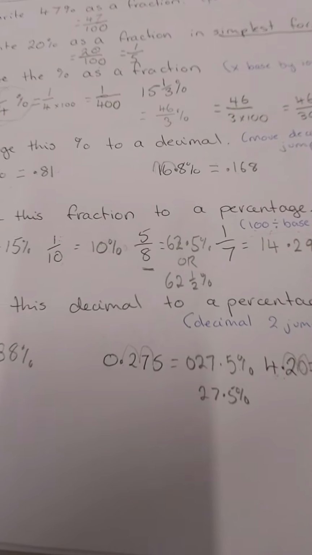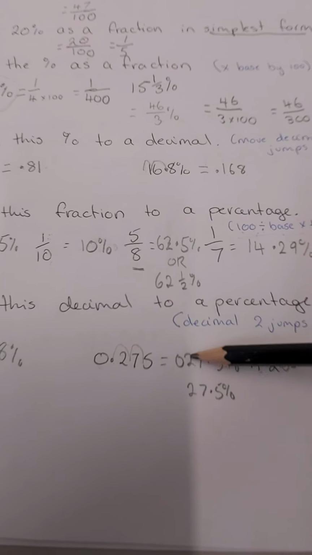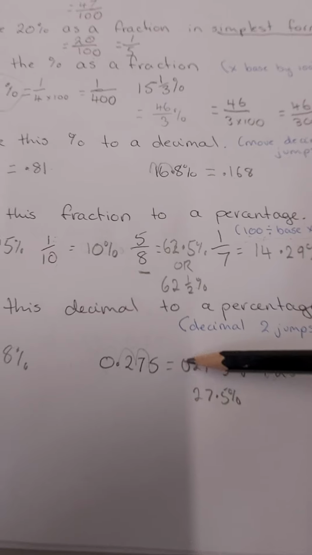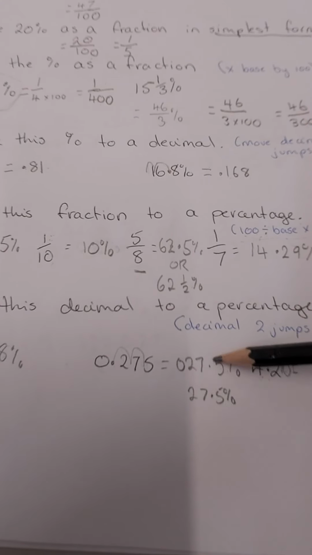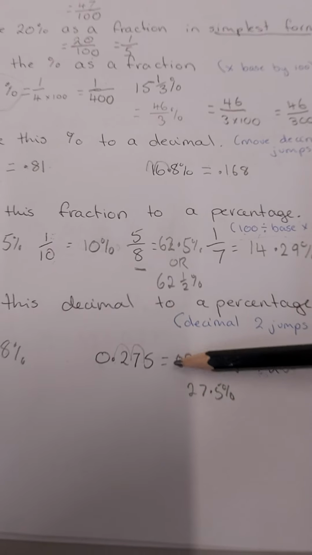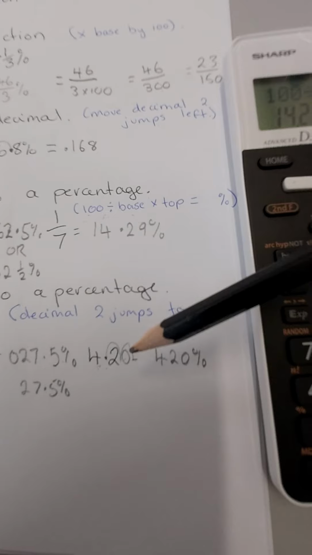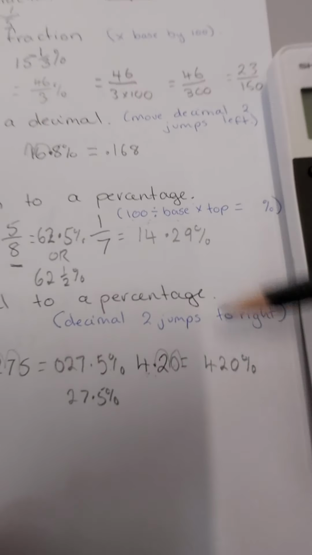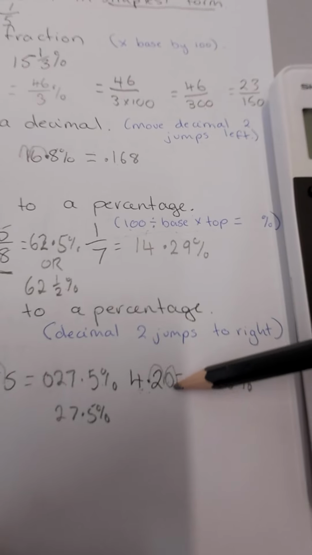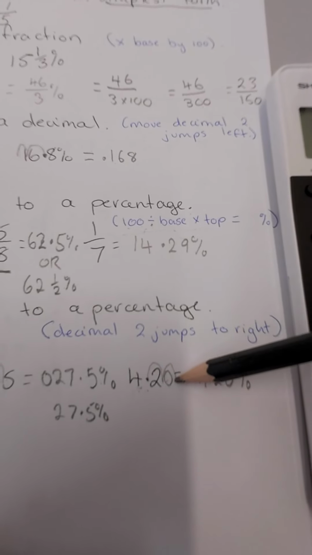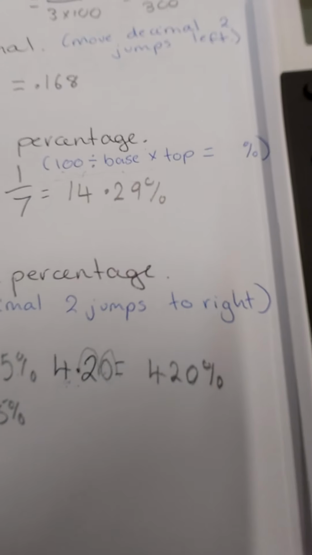Let's have a look at this next one here. 2 jumps, 1, 2, gives me 27.5. Now, I didn't just throw away that 0 so that you know that it's still there, but these 2 things are obviously exactly the same. You don't need to have that 0 there. And the last one, 4.2 is my decimal, okay? 2 to the left. There was no 0 there, okay? I had to put that in. 1, 2 gives me 420%, which you're thinking, oh, is that right?